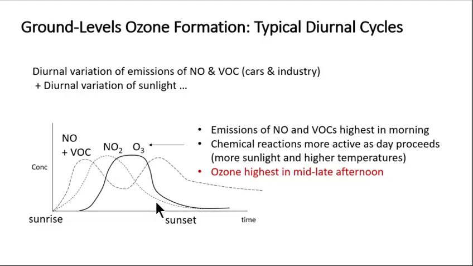The end result is that ozone in urban areas is typically highest in mid-afternoon hours, around 2 to 3 p.m. Once the sunlight drops and the sun sets into the evening, ozone levels then drop as the sunlight that drives the photochemical reactions is eliminated.